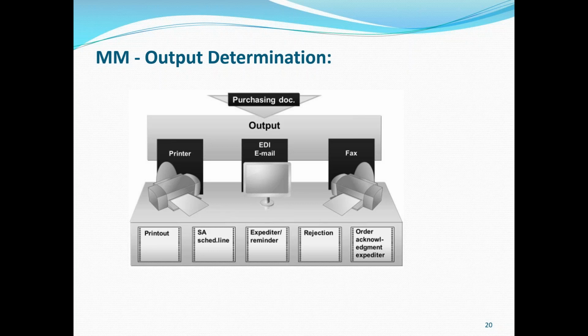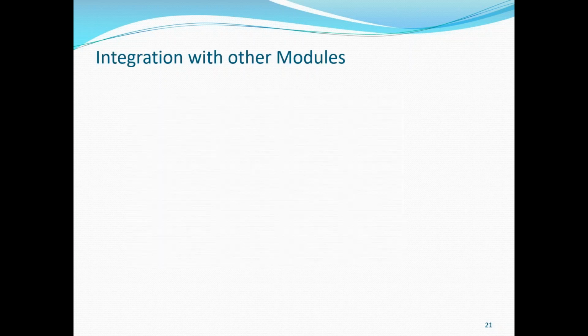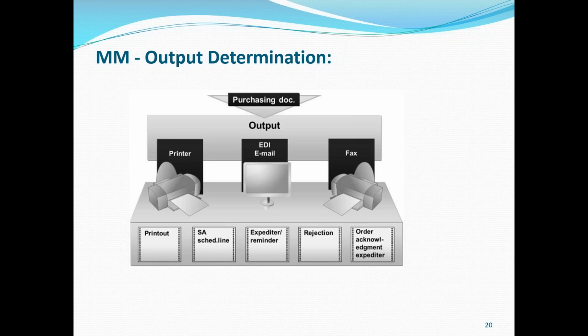For example, if we have the interface set up with our supplier, then through EDI we can exchange the business documents with the supplier. If there is no EDI setup, then we can email, we can attach the PDF of the purchase order and send the email, right? Or we can fax it or print it. So that we will be discussing under output determination.